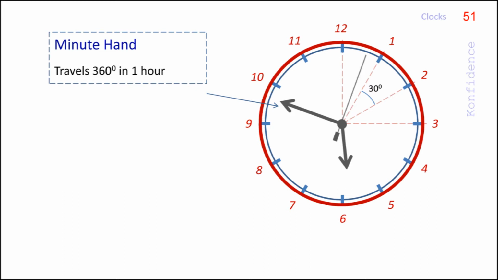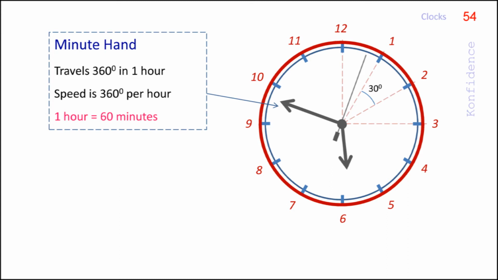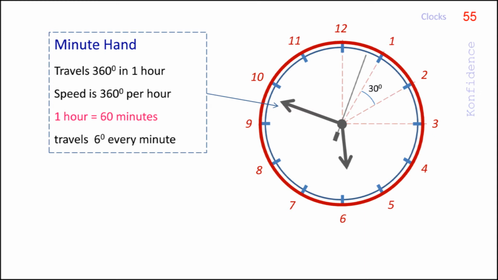So, what is the speed of the minute hand? It is 360 degrees per hour. An hour is 60 minutes, and therefore it moves 360 degrees in 60 minutes, and therefore its speed is 360 divided by 60, or 6 degrees per minute. In short, after every minute there is a displacement of 6 degrees for the minute hand.